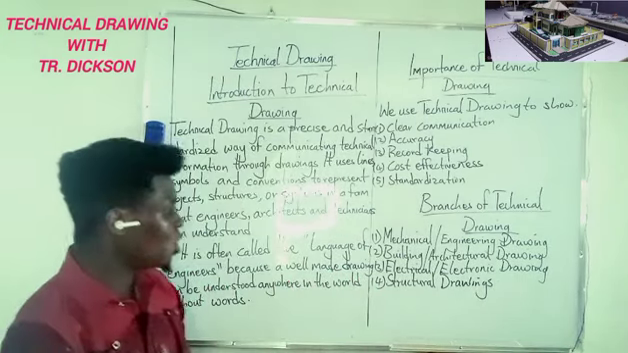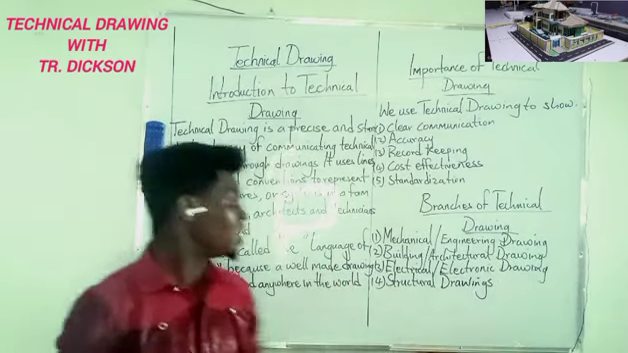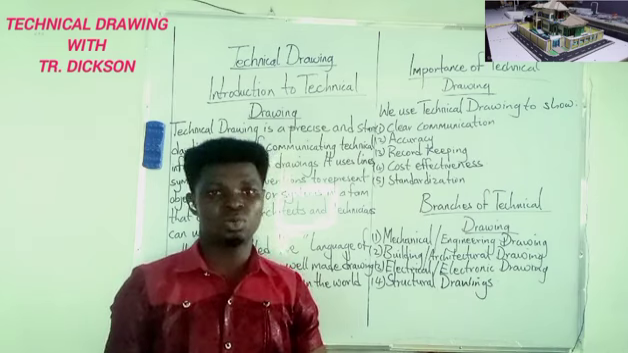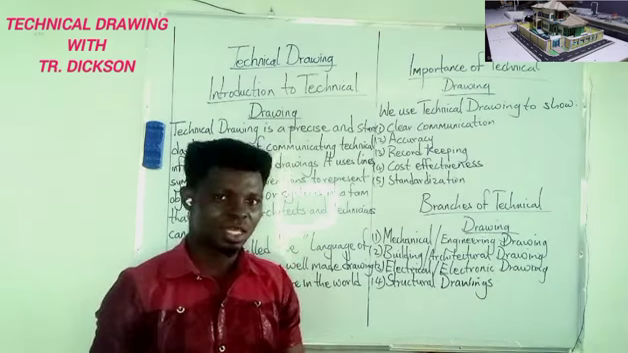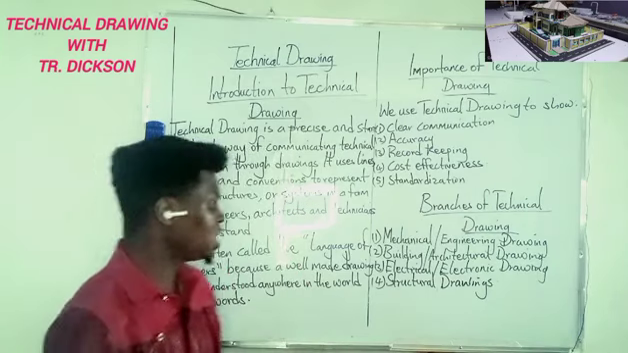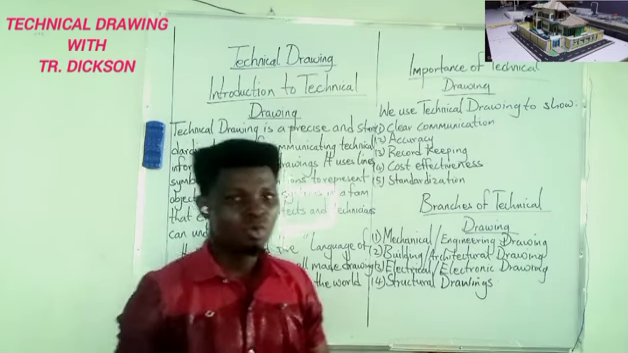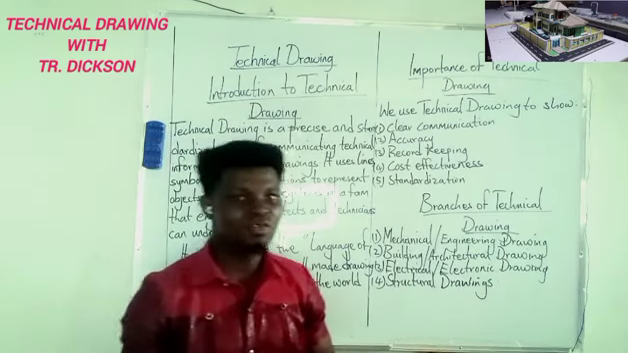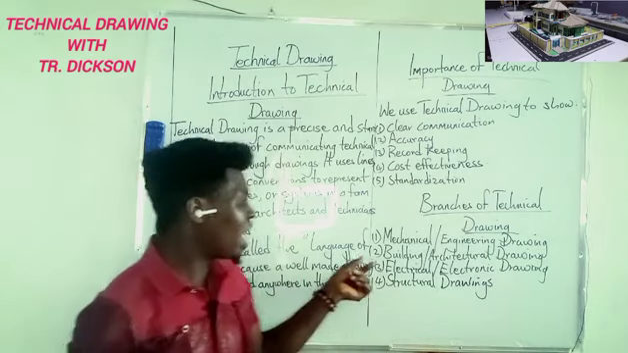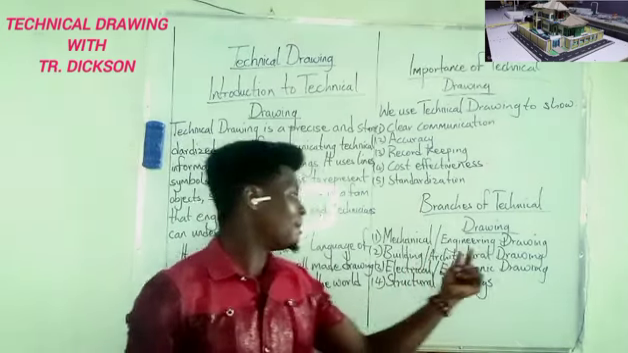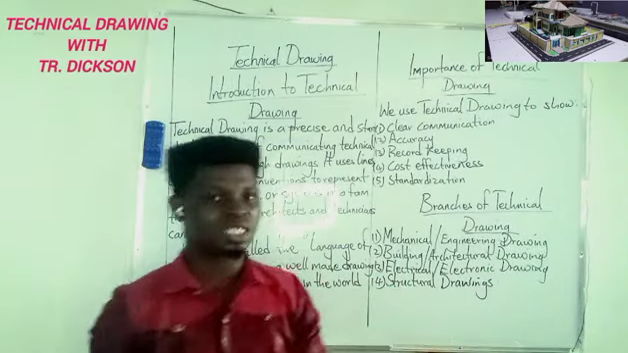Now, we also have number 2, building and architectural drawing. This one deals with the area of structural construction. For example, we'll have to deal with buildings, dam construction, bridges, overhead flyovers, road construction, and so on. So drawings under this category are the ones we call building or architectural drawing.